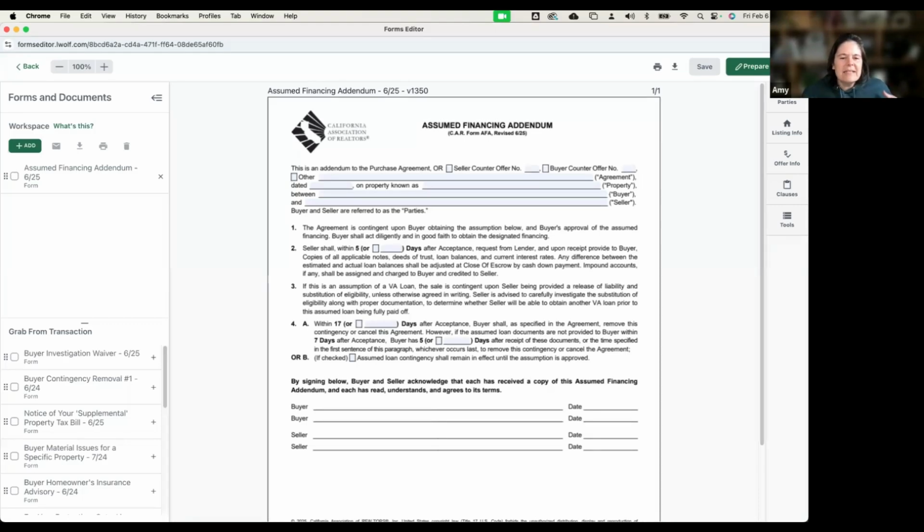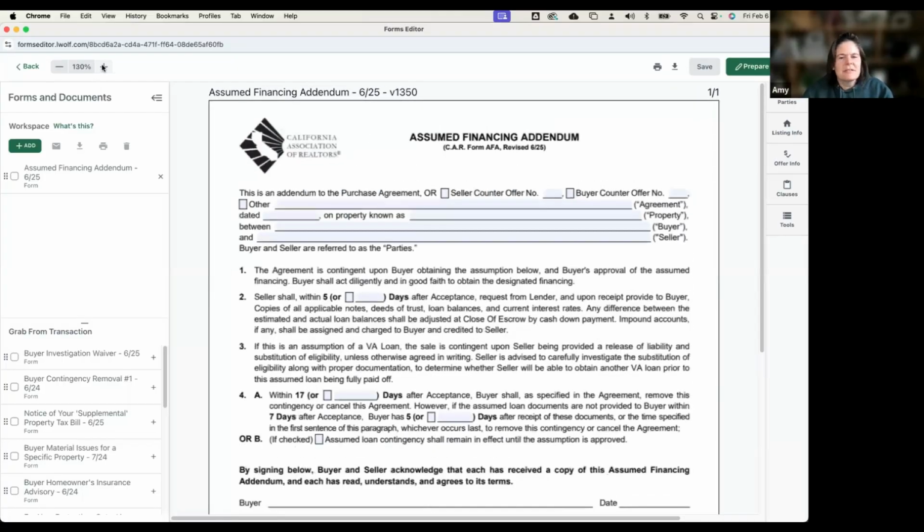So if you are writing an offer on a property where the buyer is going to attempt to assume the financing on it, then what we want to include with that, or include with the counter offer, or whatever point this comes up, is our AFA form, which is our assumed financing addendum. The top of this form, you should be able to see it on the screen. I can probably enlarge this a little bit to make it bigger.